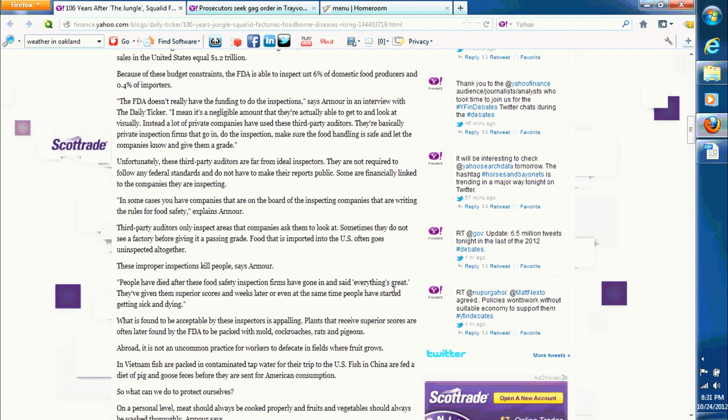Again, that gives us the idea that she thinks it's better to have the FDA inspect food. And then she says plants that receive superior scores, as in from the third-party auditors, are often later found by the FDA to be packed with mold, cockroaches, rats, and pigeons. So the FDA is making these findings of whether factories are actually producing food in a healthy way.